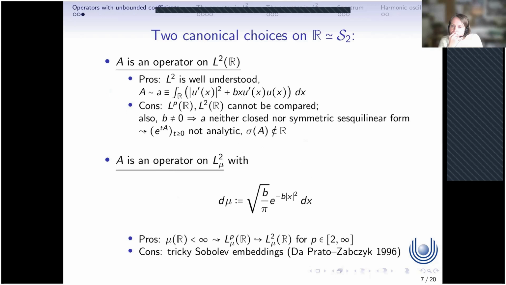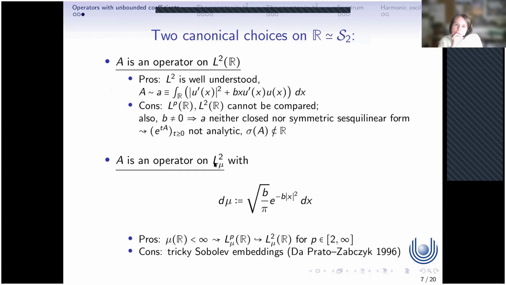Okay, so if you have just only two edges, so if your metric star is in fact just R, then there are two classical choices for studying the Ornstein-Uhlenbeck operator. So the first one is just working on L2 of R, with respect to Lebesgue measure. And then you have certain pros and cons.